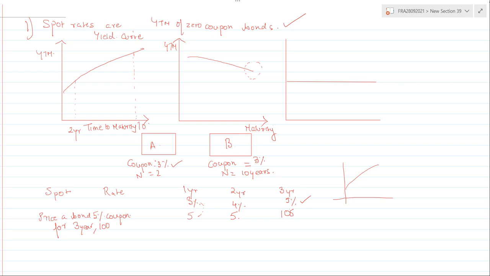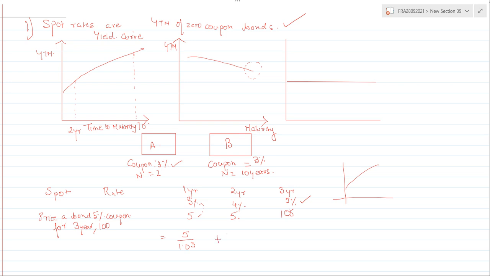So how do we do this? The $5 cash flow occurs at the end of the first year. The 1 year spot rate is 3%. So 5 divided by 1.03.